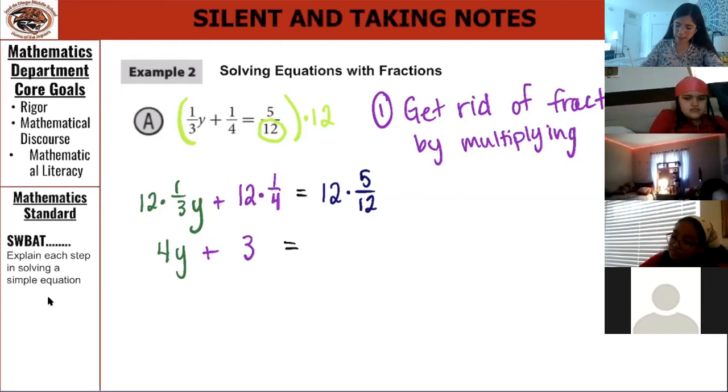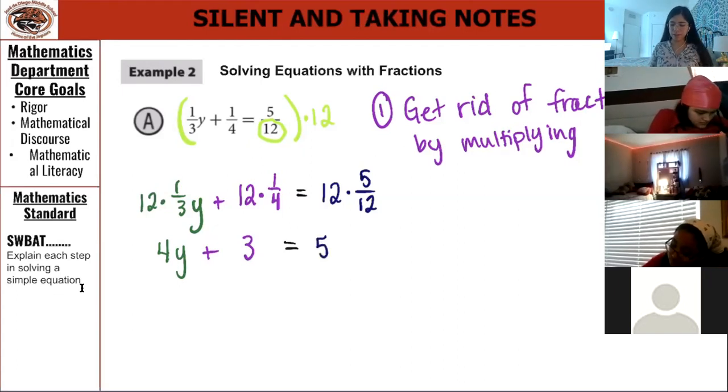And then one last time. Now this one's where it gets interesting because I have to do 12 times 5. So what's 12 times 5? 60. And then 60 divided by 12 brings you back to 5. Exactly. So notice how just by multiplying straight across, I multiplied every single thing by 12 and it got rid of all of my fractions for me. And now I have my two-step equation that I know and love.